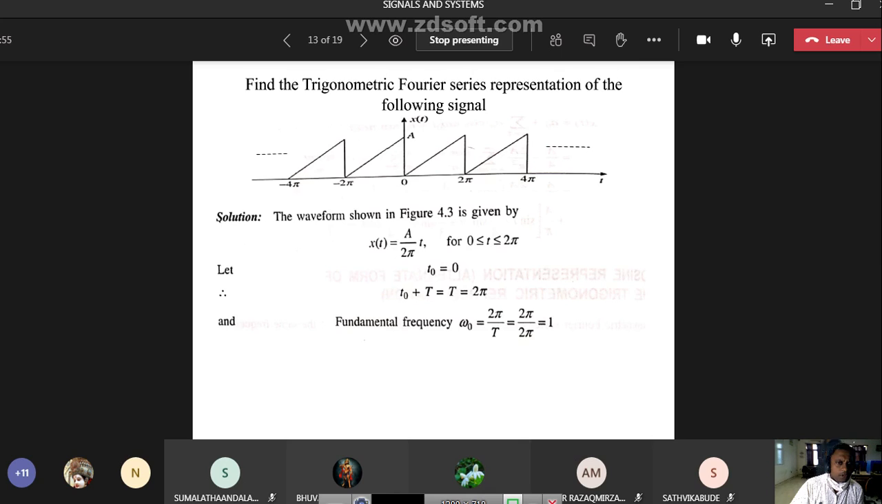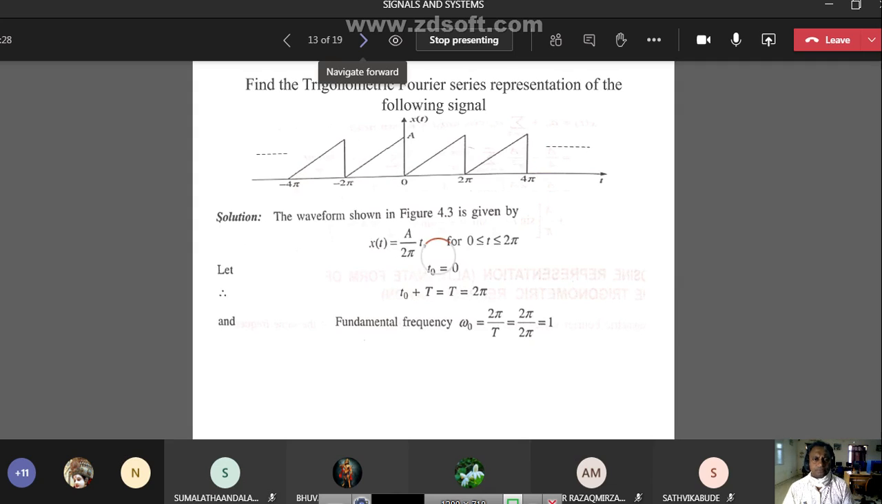Here what is the slope? Slope is A by 2 pi, and you multiply that slope by time t, because time is on the x-axis. This is the shape of the signal: A by 2 pi into t. మీరు కావాలనుకుంటే చెక్ చేసుకోవచ్చు. t is equal to 0 దగ్గర సిగ్నల్ వాల్యూ ఎంత? 0. At t is equal to 2 pi, 2 pi A by 2 pi into 2 pi, so therefore you will get A. Okay, 2 pi దగ్గర వాల్యూ ఎంత, A కదా, maximum. Like this we have to calculate.